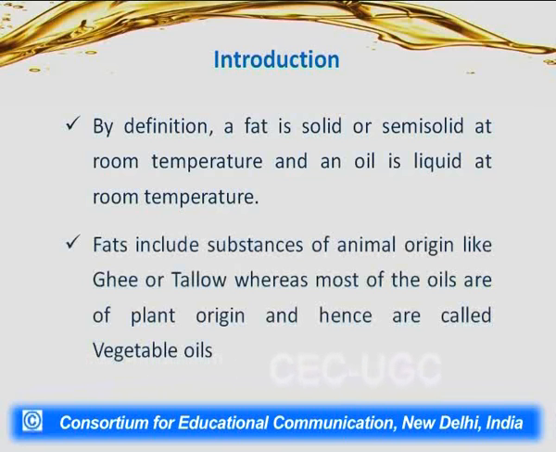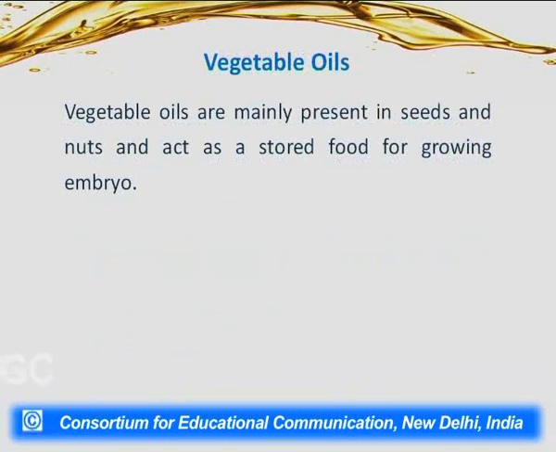Generally fats include substances obtained from animals, called ghee or tallow, and the substances obtained from plants or seeds are mostly liquids, they are oils, that is why they are called vegetable oils. There are some other oils obtained from animal sources also, like from fish. Fish oil is a good source of vitamin A particularly.